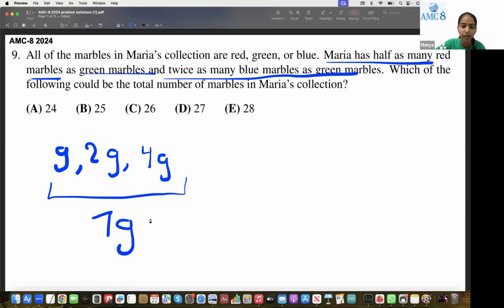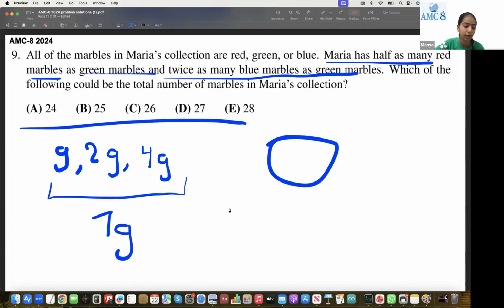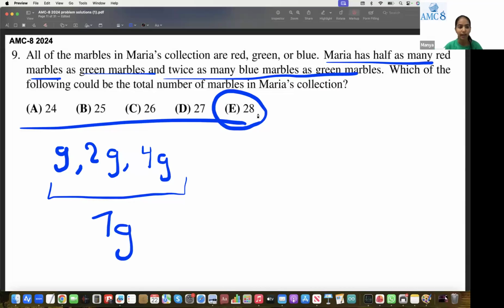So 7G, so this answer choice has to be divisible by 7 because we don't want G to be a decimal, and G has to be an integer. So one of these answer choices has to be divisible by 7. There's no other option because we can't have half a marble here. We either have a whole marble or no marble at all. So the only answer choice that is divisible by 7 is 28. And that's how we got our answer choice E.